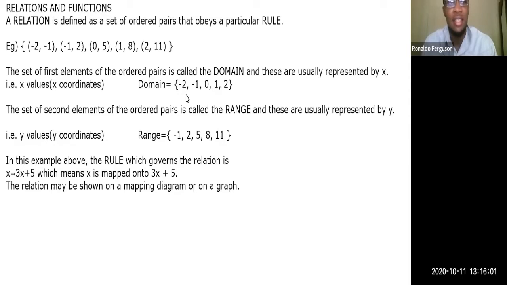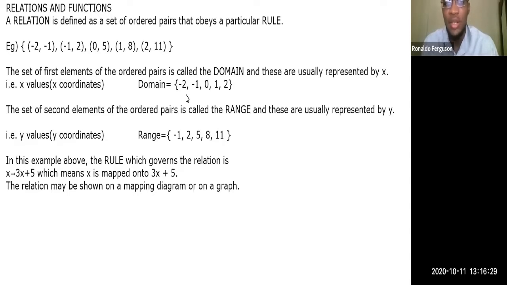Now the next one: the second set of elements in the ordered pairs is called the range, and they're usually represented by y. On a graph, those go on the vertical axis. So those y values are the ones that go on the vertical axis, right? Now we put them together and we get our ordered pair.